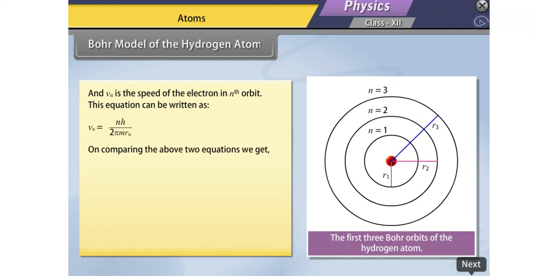On comparing the above two equations, we get the expression of velocity and radius of the nth orbit. vn equals 1 upon n multiplied by e square upon 2 epsilon naught h. And rn equals n square multiplied by h square epsilon naught upon pi m e square, which equals n square a naught, where a naught is equal to 0.529 angstrom.